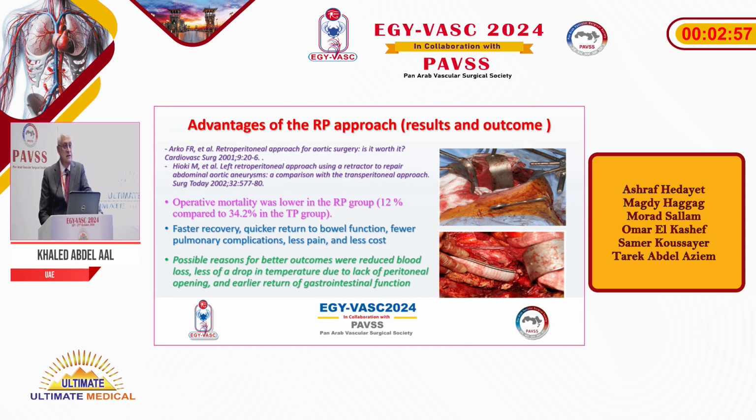Regarding the results and the outcome, it was studied by Arko and Hiyuki and published in 2001-2002, and they found that the operative mortality in the retroperitoneal approach was about 12% compared to 34% in patients with the transperitoneal approach. That means the mortality with the retroperitoneal approach in cases of aortic aneurysm was about 3 times less than with the transperitoneal approach.